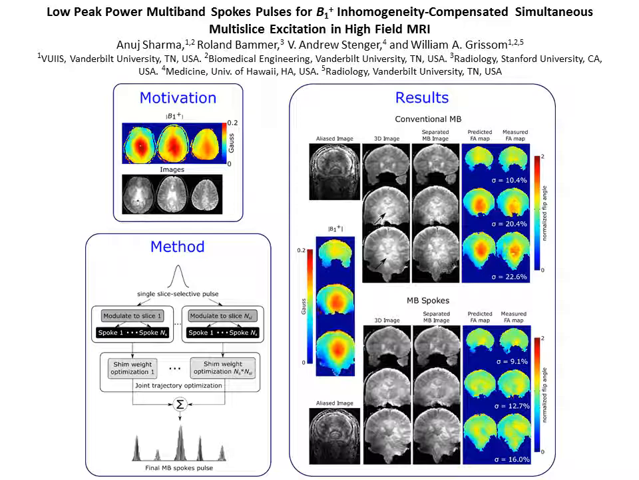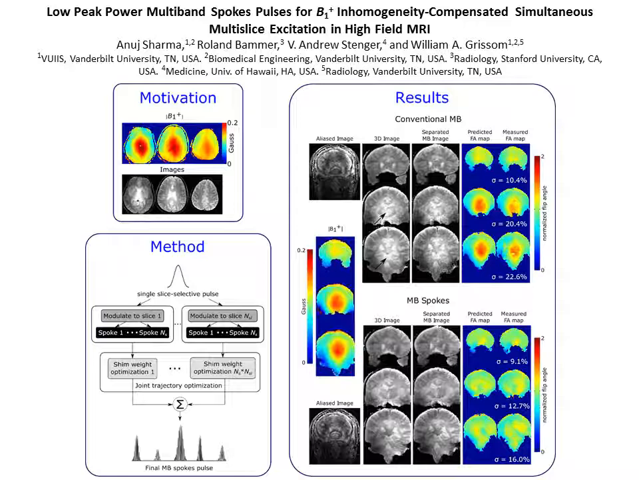The pulse design method is summarized in the method figure on the bottom left of the slide. First, a conventional single-slice selective pulse designed using the SLR algorithm is phase modulated to produce pulses that excite N_SL number of desired slices. Each of the N_SL pulses is then copied for the N_S number of desired spokes. Now, the goal of pulse design is to optimize the amplitude and phase values, together called the RF shim values, of each of the N_S times N_SL number of pulses.